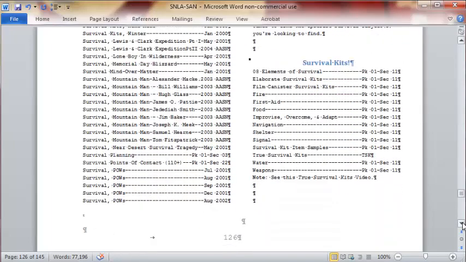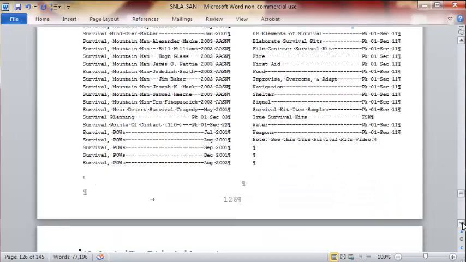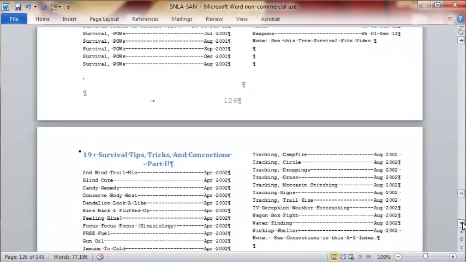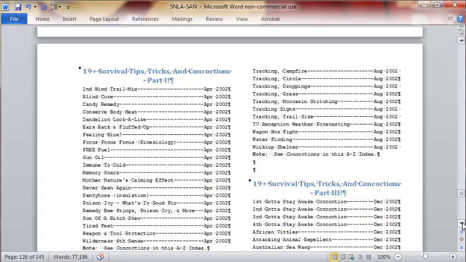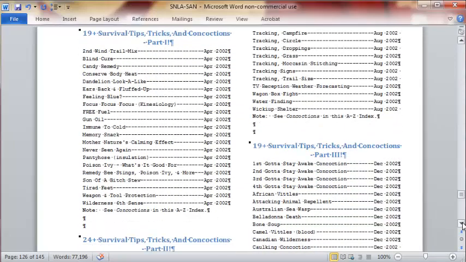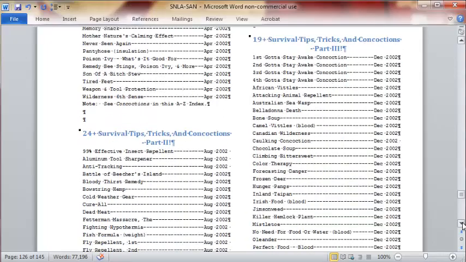And we talk about survival tricks. Survival tricks, true survival kits. They must satisfy the 8 elements of survival, which are fire, water, shelter, first aid, signal, food, weapons, and navigation. Then we got 19 survival tips, tricks, and concoctions. Part 1. There's Part 2, and there's Part 3.